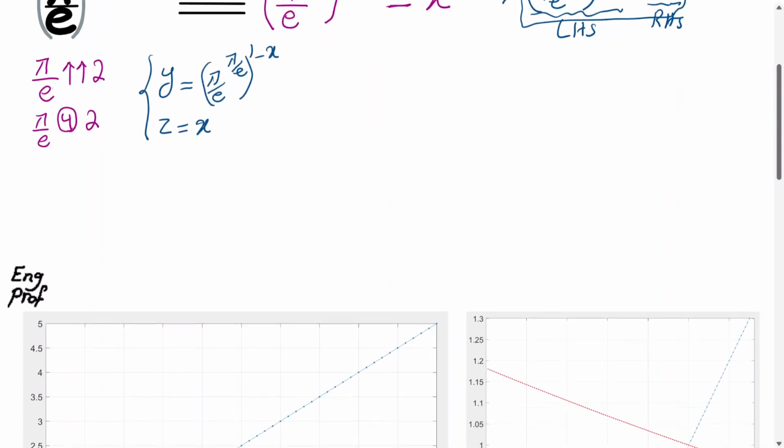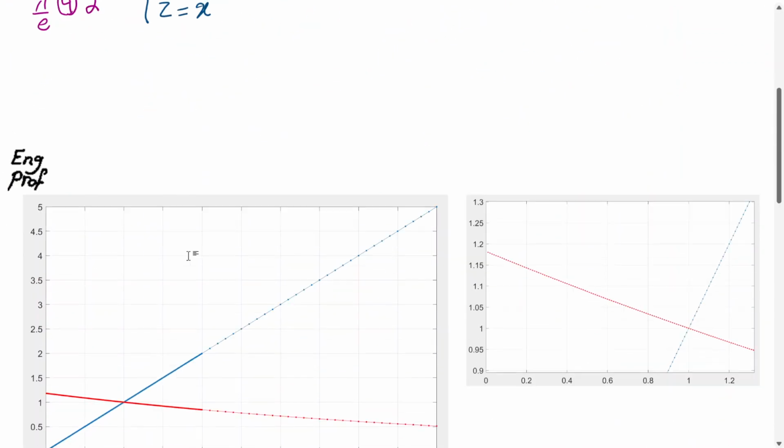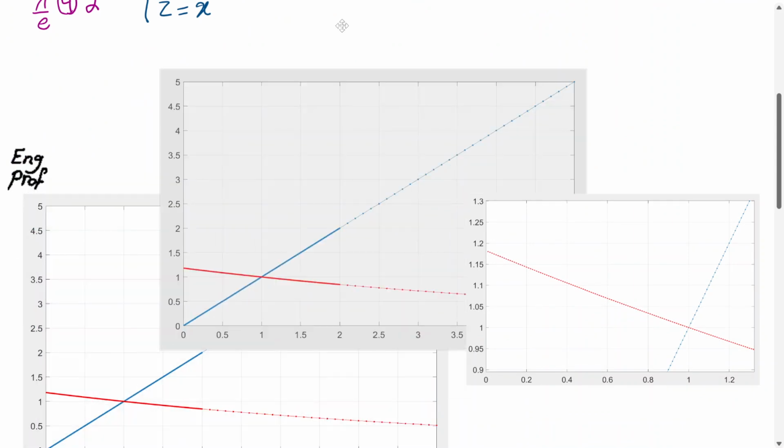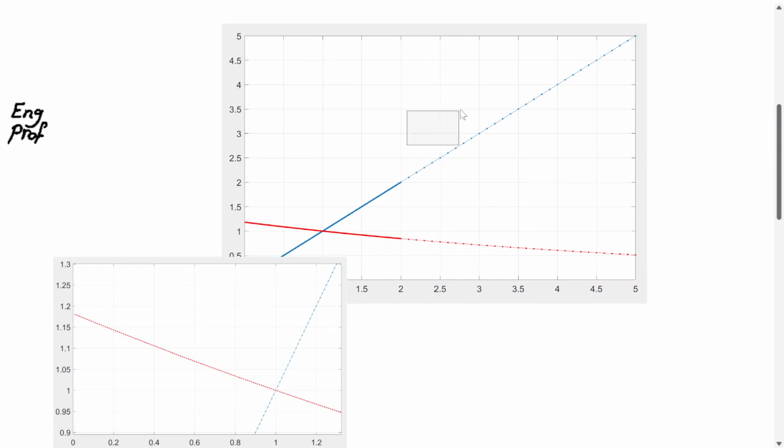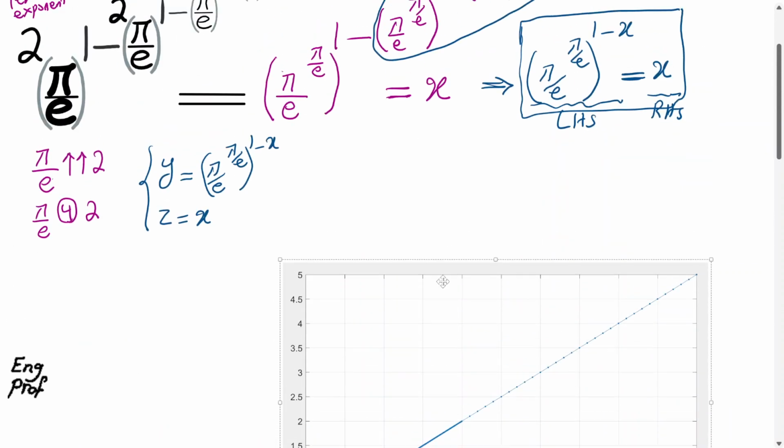So let's evaluate that. What I did is the plotting in MATLAB. Here is the original version, the version that is not zoomed in.